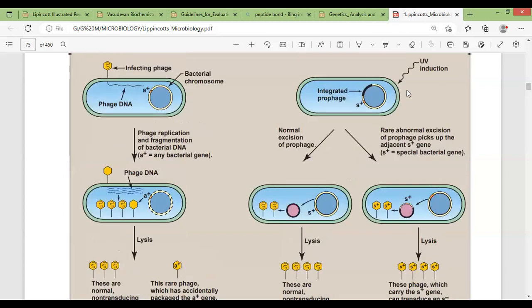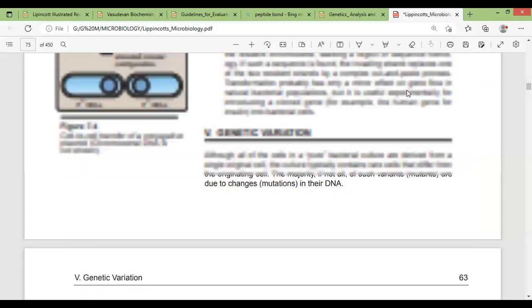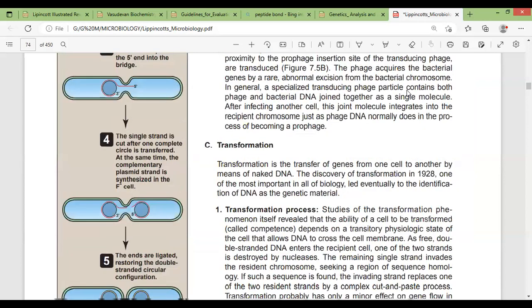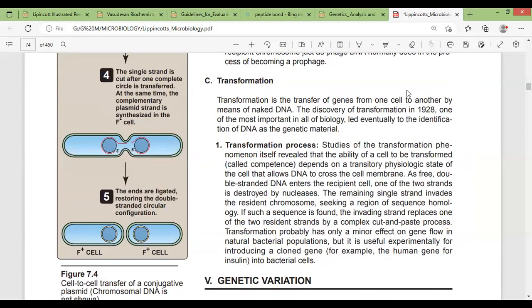Right? How? Because transformation is literally genes transferred from one cell to another cell, but it's just the DNA. Unlike in transduction and conjugation, where we saw a man behind the curtain, here we don't have a man behind the curtains.